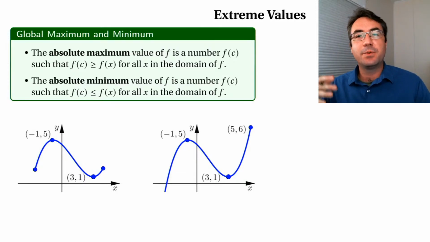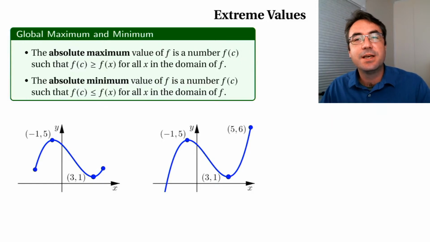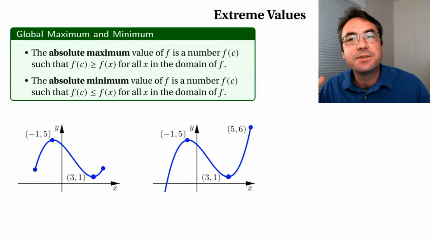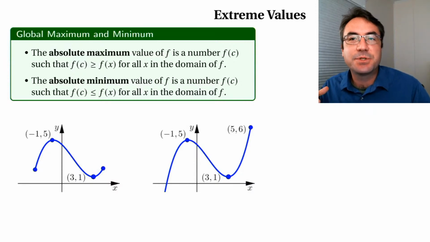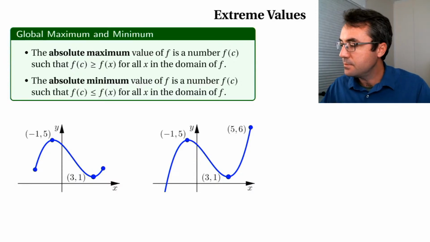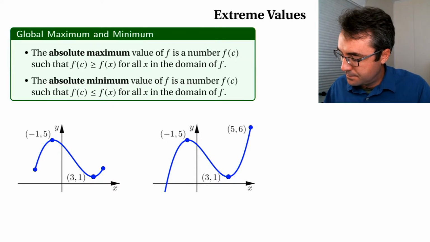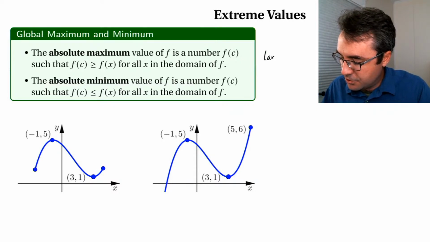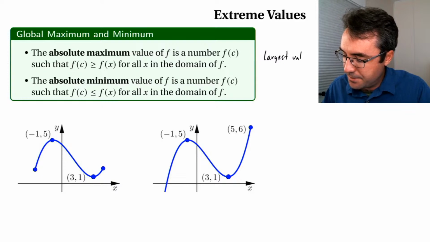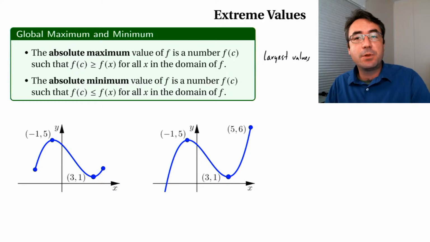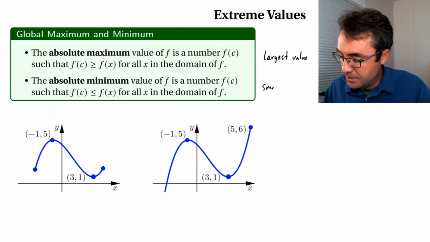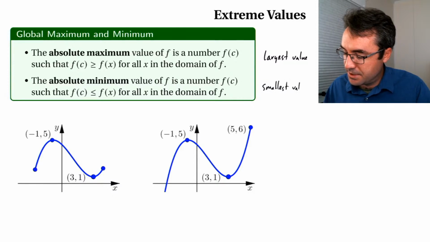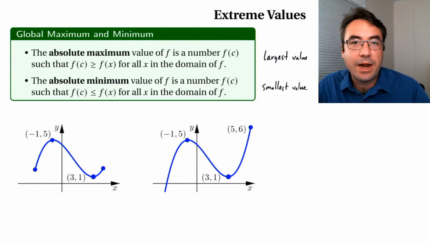So kind of think of it, when we're talking about absolute max and local max, think of it like mountain peaks. So every mountain peak is a local maximum, but Mount Everest is the absolute maximum. So this is the largest value over our entire domain. And the absolute minimum, very similar setup. It's the smallest value over our entire domain. So it's the absolute lowest point that our graph ever gets.